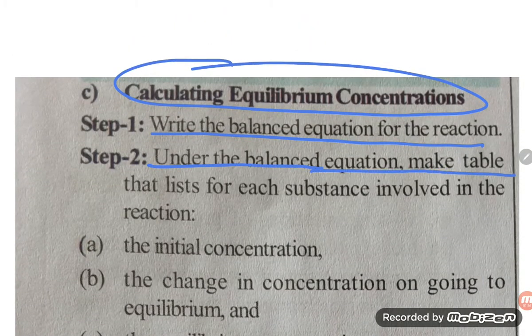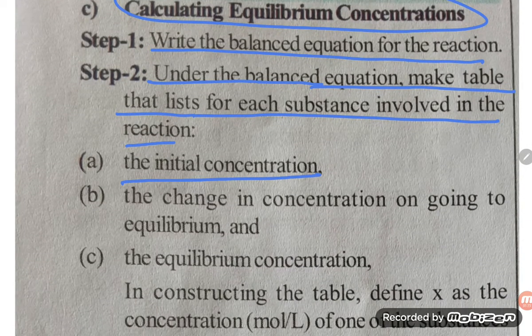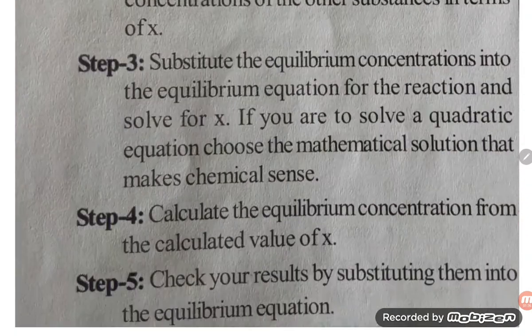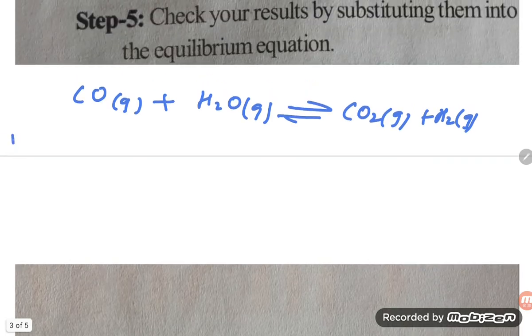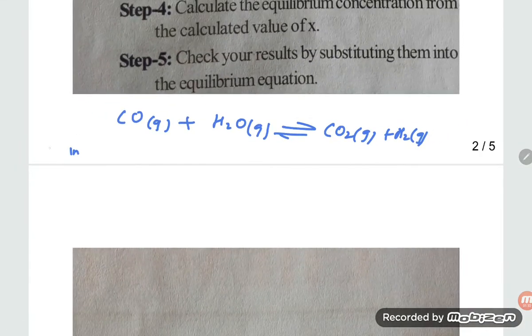Under the balanced equation, make a table that lists each substance involved in the reaction, the initial concentration, and the change in concentration on going to equilibrium. So let us look, student. Initial means T equals 0. The initial concentration is 0.1 molar, this is also 0.1 molar, and here it is 0 and 0.